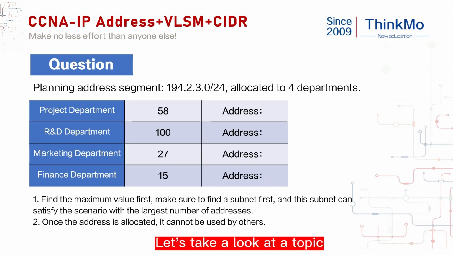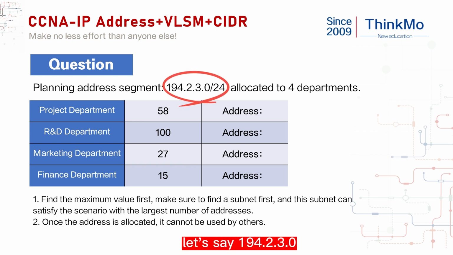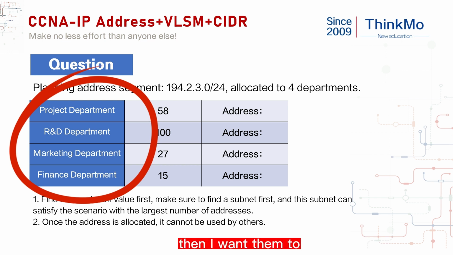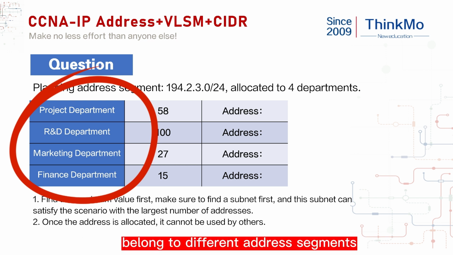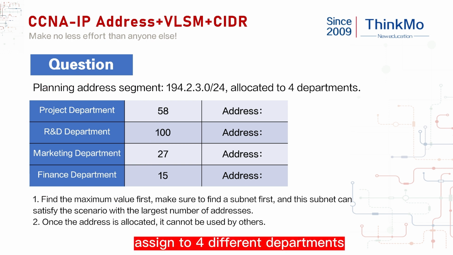Let's take a look at a topic. For example, at this time in this network, I got an admin address, that is, an address segment is given. Let's say 194.2.3.0, such a network segment with a 24-bit mask. Now it's time to assign it to 4 departments. These 4 departments are different departments, and I want them to belong to different address segments. Now we have to do an address division, assigned to 4 different departments.